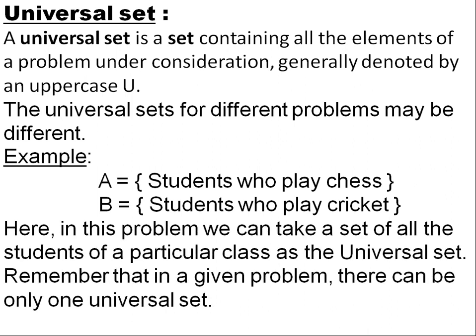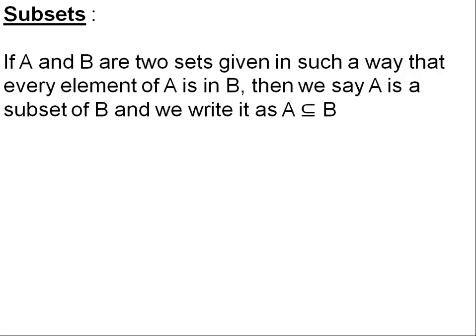If I am going to talk about the universal set, here in this problem we can take a set of all the students of a particular class as the universal set. Out of those students, few will be playing chess and few will be playing cricket, but the students will be from that particular class. So all the students of that particular class will be a part of the universal set. Remember that in a given problem there can be only one universal set. Now let us proceed further with the topic subset.